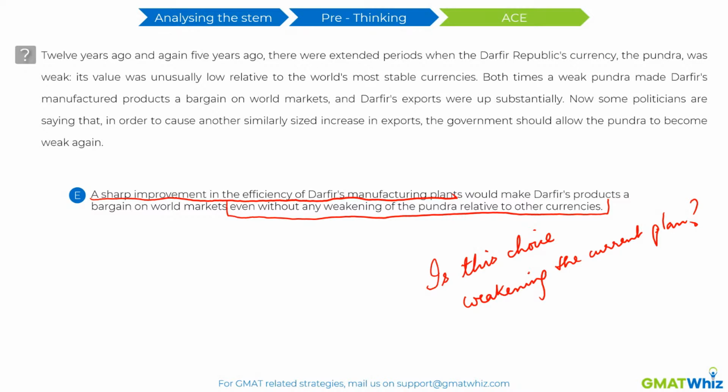Just answer this question in the chat box, guys. Samagra, how much more are they producing now? That's the question. And please remember, by stating an alternate plan, we automatically do not weaken the current plan. Okay?